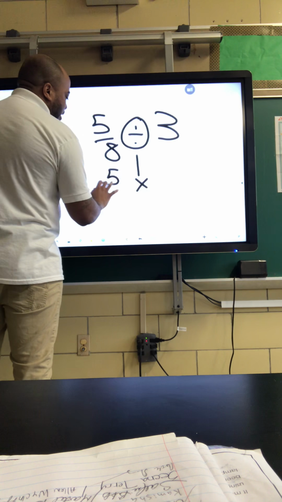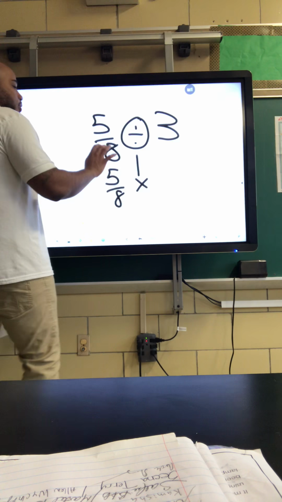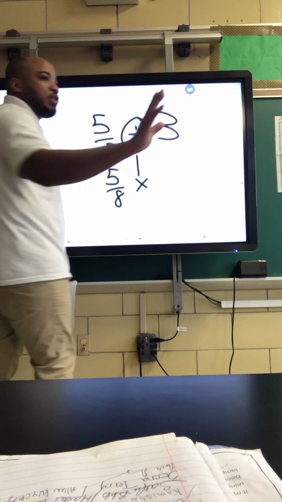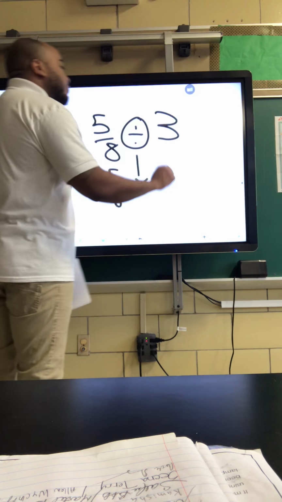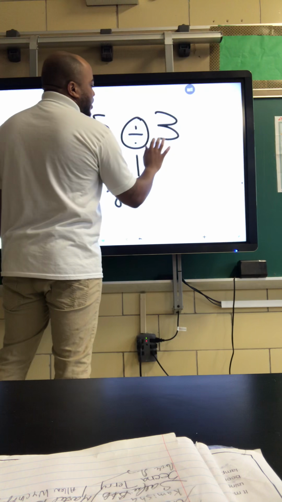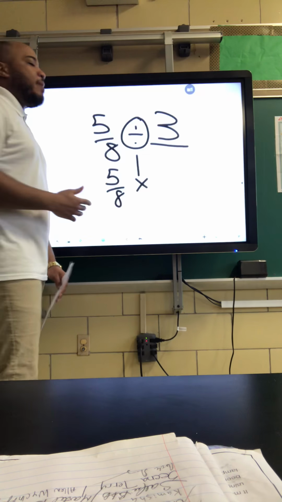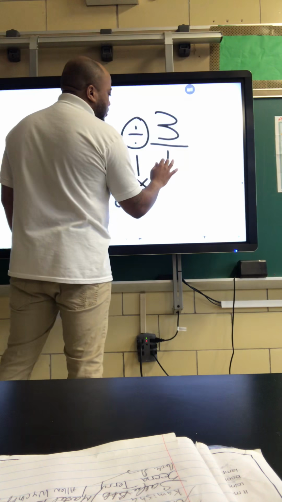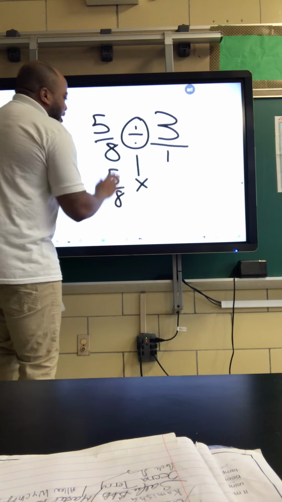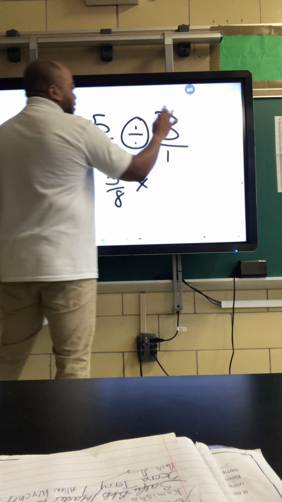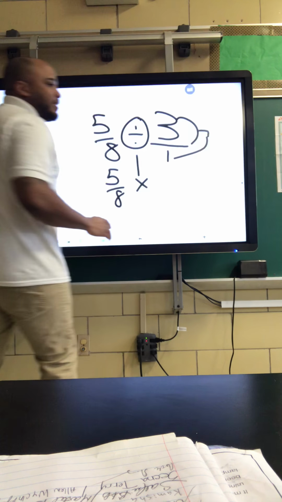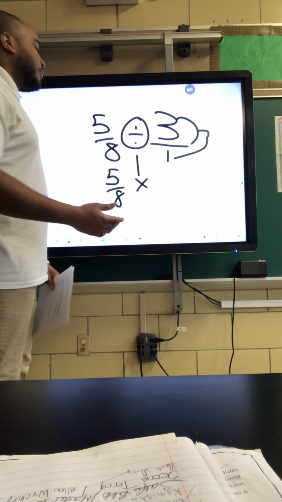You have 5 over 8 times. Second step, let's turn our whole number into a fraction. And we know we do that by putting a 1 under the 3. Now we multiply our first fraction times the reciprocal of the second fraction or number.